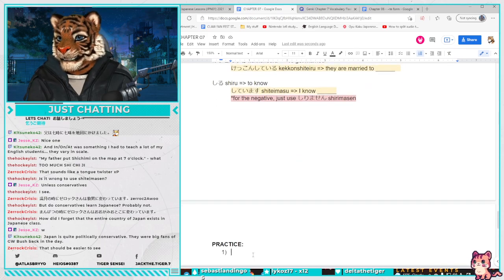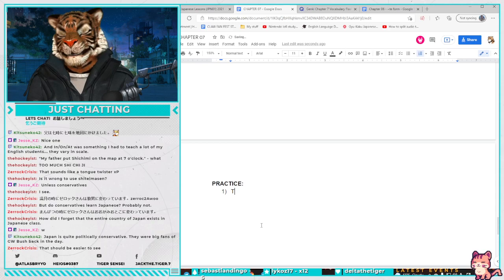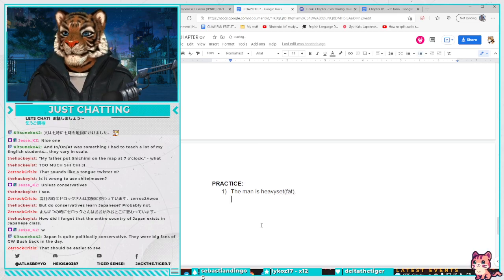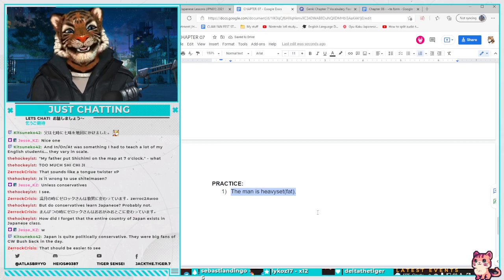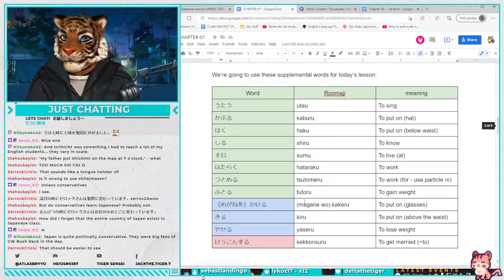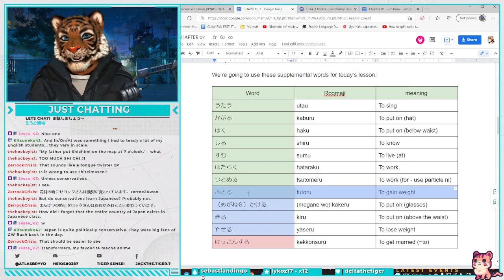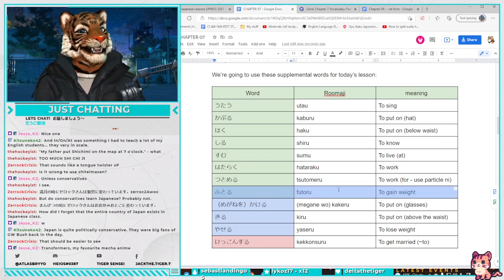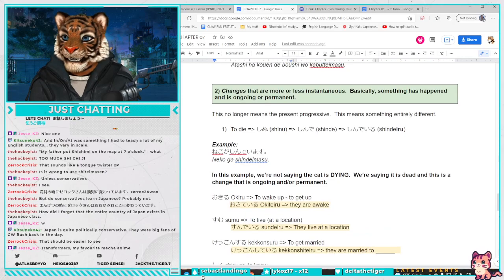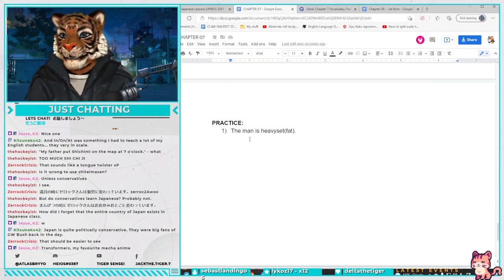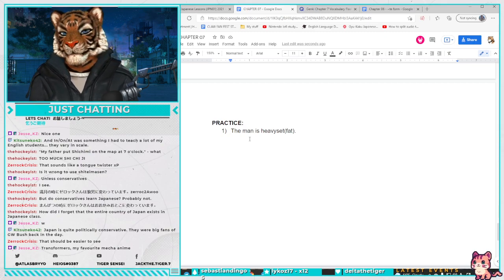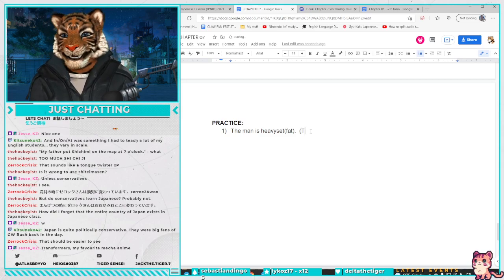Anyway, practice, and we're still working on these. Let's say the man is heavy set or fat. How would we say this? And this is using one of our new words. We learned man this chapter. In fact, we know the kanji to say man. For this one, to gain weight, futoru. To gain weight is futoru, futorimasu, futorimasen. But to be on the heavy side, you would have to use the teiru form of it. Try to make this sentence. The man is heavy set, or the man is on the heavy side. Or as the kids say it these days, the man is chonky.